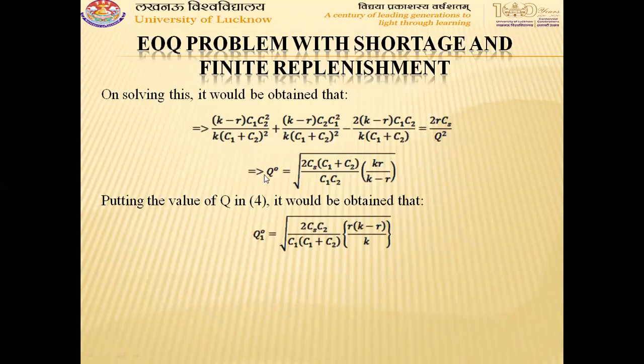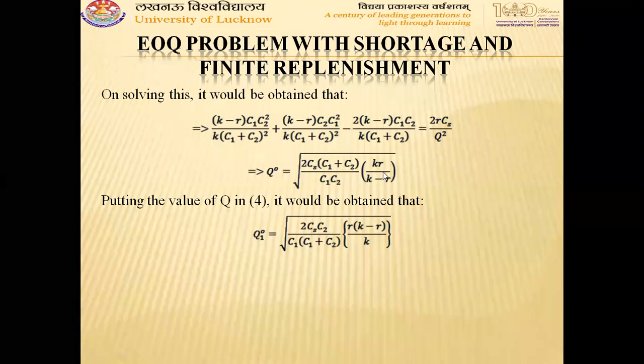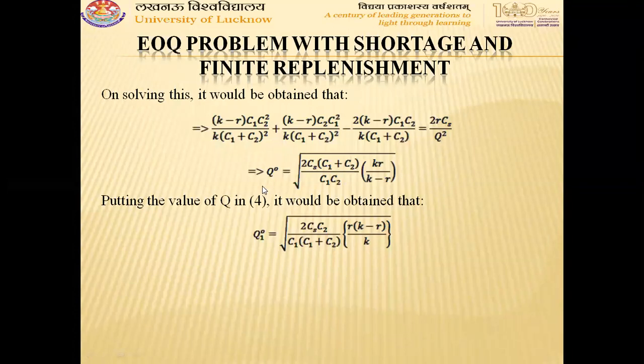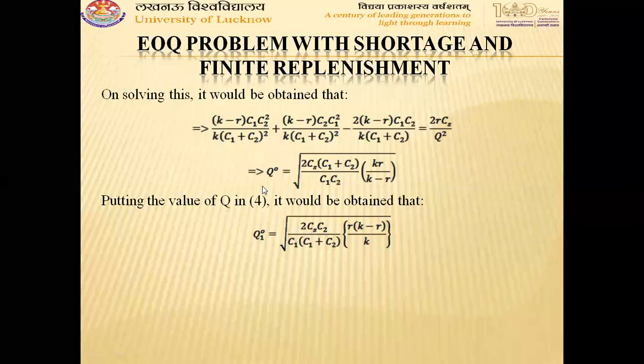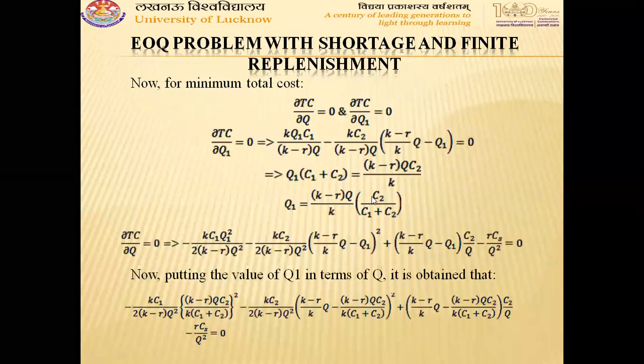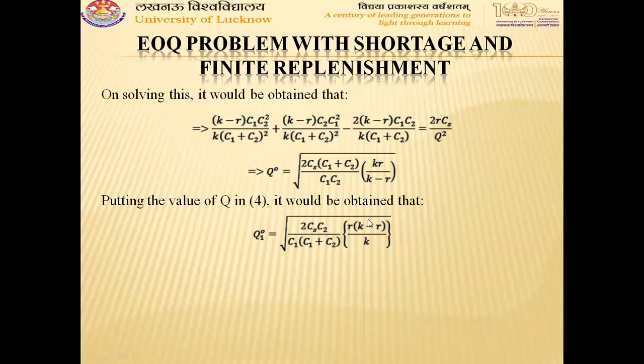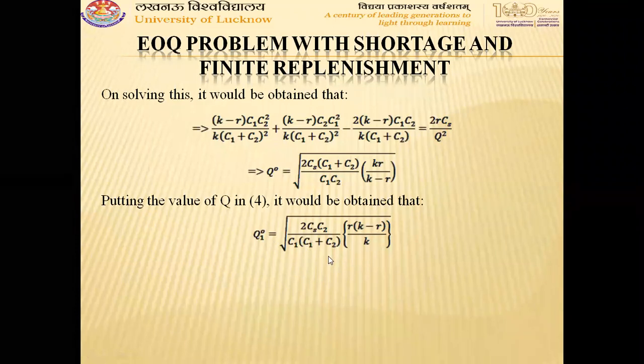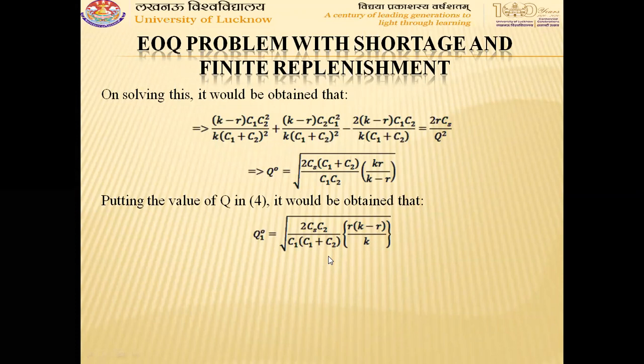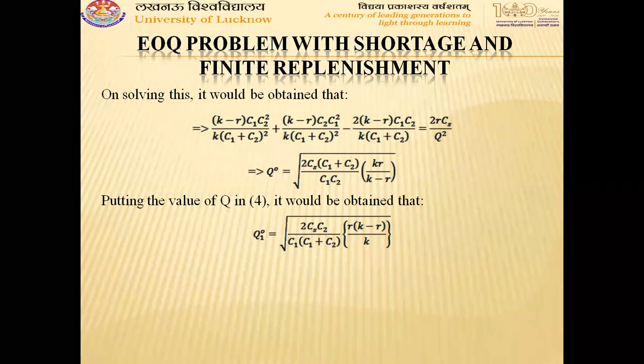the EOQ as Q naught is equal to root of 2 CS into C1 plus C2 upon C1 C2 into KR upon K minus R. And putting this value in equation 5, that is this equation, the optimum value Q1 naught will be obtained as root of 2 CS C2 upon C1 into C1 plus C2 into R into K minus R upon K.